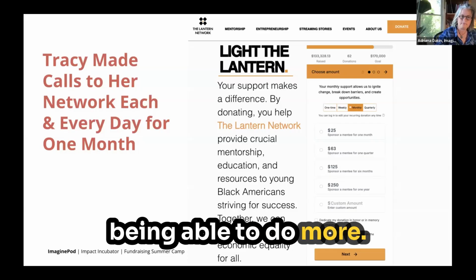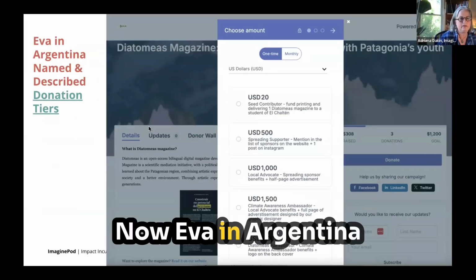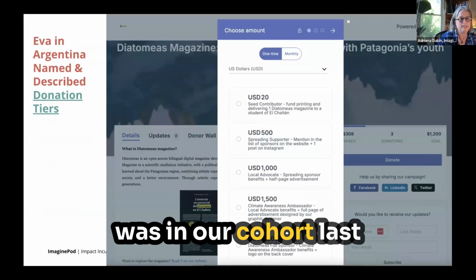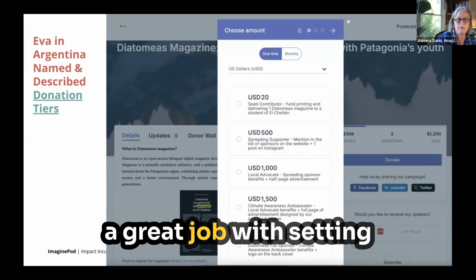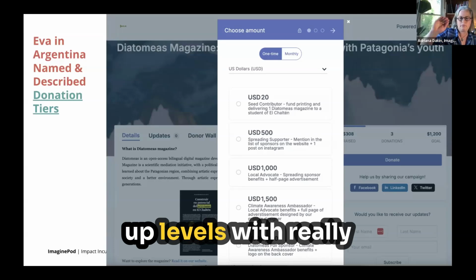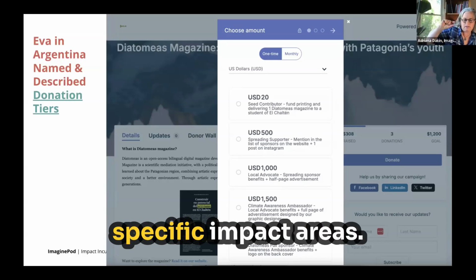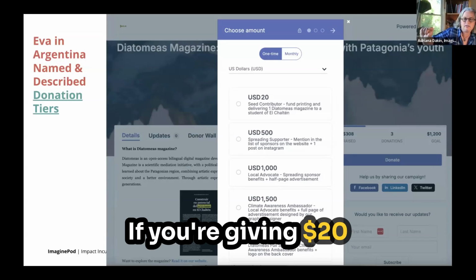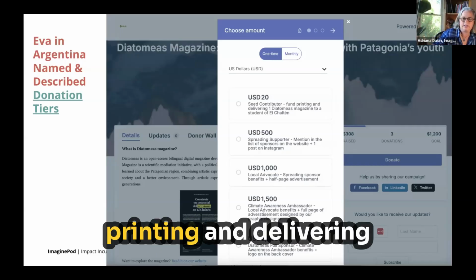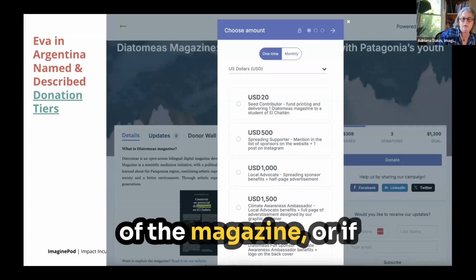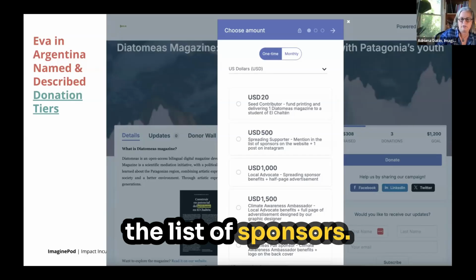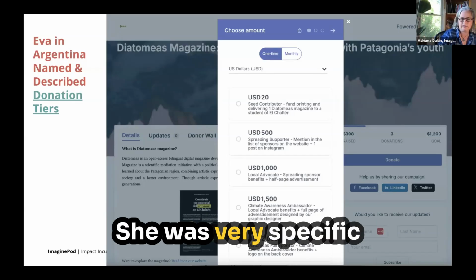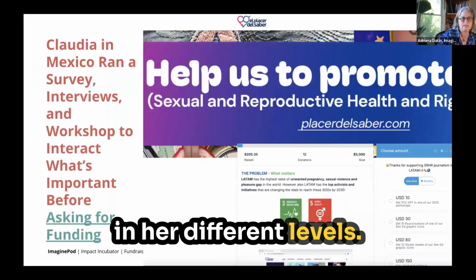to do more. Now, Eva in Argentina was in our cohort last year, and she got her campaign going and did a great job with setting up levels with really specific impact areas. If you're giving $20, people know it funds printing and delivering of the magazine. Or if you are at the next level, you get a mention in the list of sponsors. She was very specific in her different levels.